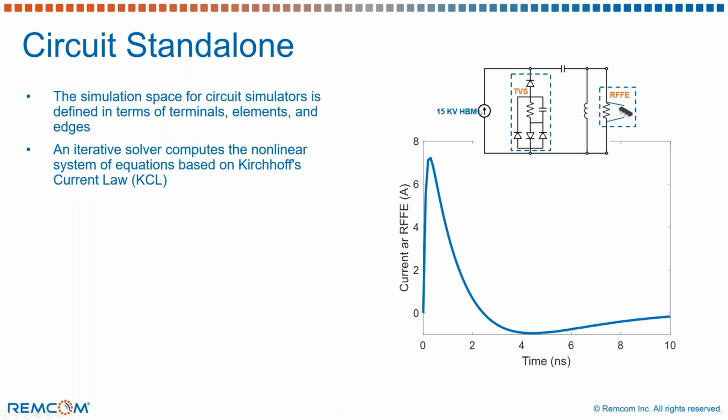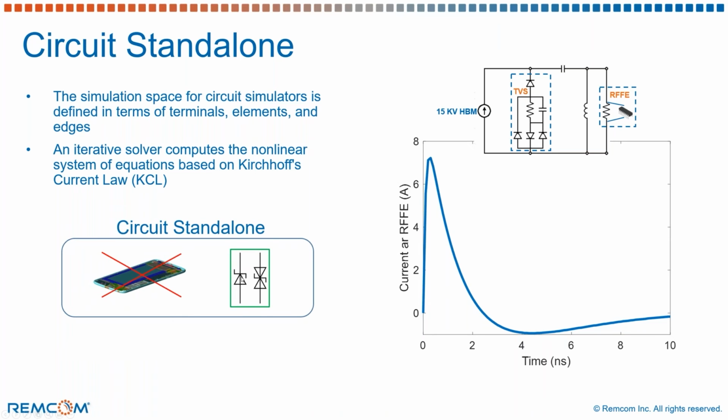And in this case, we have the same 15 kilovolts human body model waveform input into the circuit, and the current across the RF front end is plotted here. As you can see, this is a more simplified representation of the entire model and does not account for the time domain variability. These cases would be beneficial in modeling the nonlinear effects of diodes, but would not give us the time domain variability due to the 3D device or 3D CAD geometry.